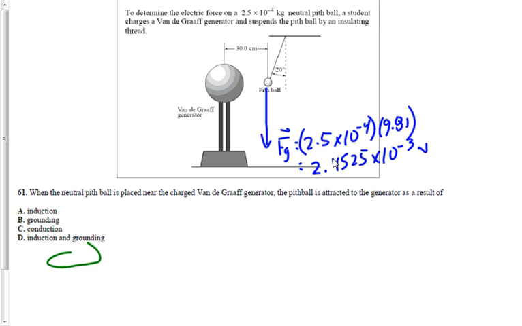Well, look, I also have an attractive force, an electric force here that's pulling to the left, right? And I also have a string that's pulling up this way. We'll call it Ft for the force of tension. And that's when it struck me. The first time I did this question, that's when it struck me.